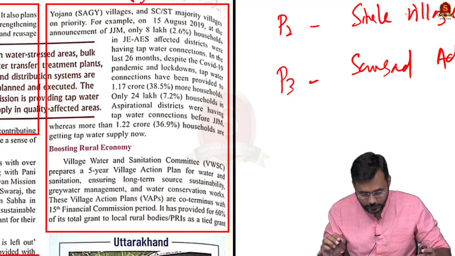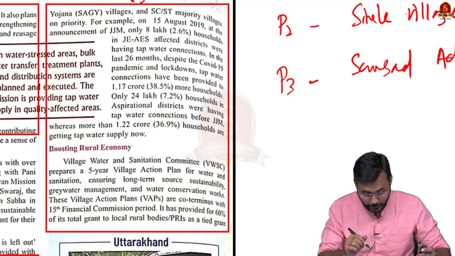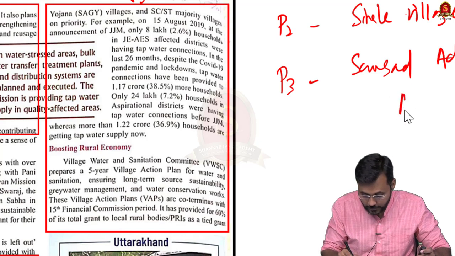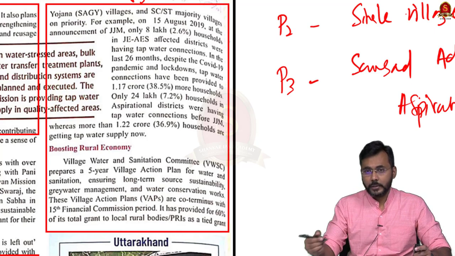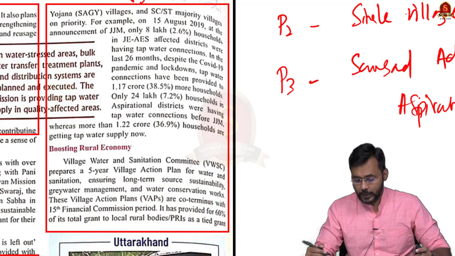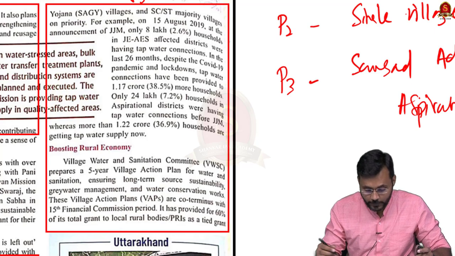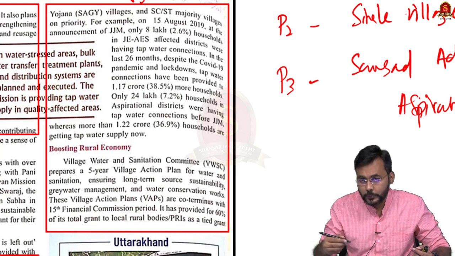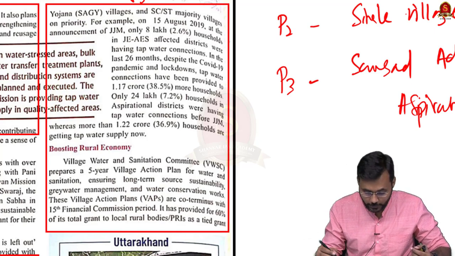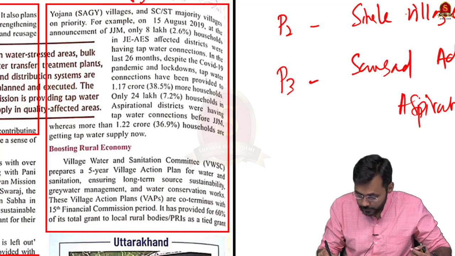And the most important fact which we need to focus on in this particular information is that we can go for aspirational districts. Aspirational districts are nothing but the name given by the government for less developed districts. They don't want to call them underdeveloped, so they want to give some positive connotation. So they have given this aspirational district as a tag. Before this Jal Jeevan Mission, only 7% got drinking water. Right now that has increased to 37%.